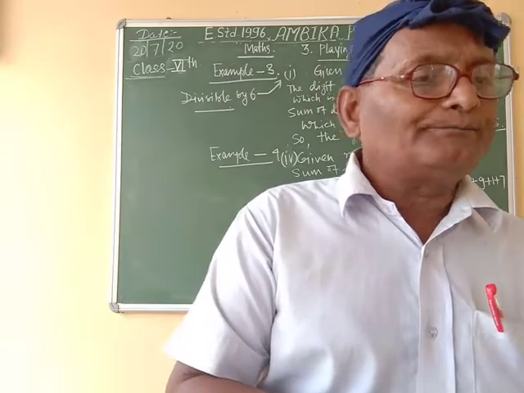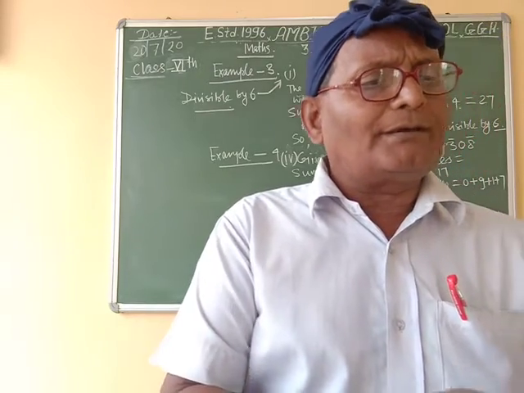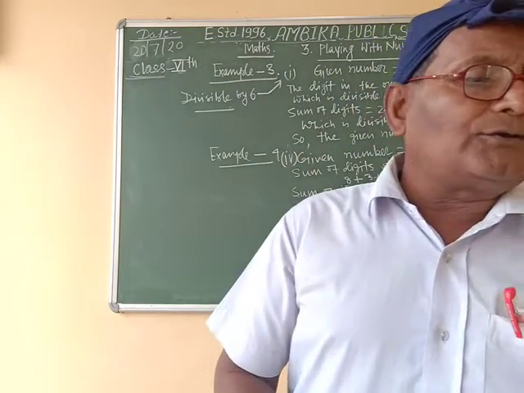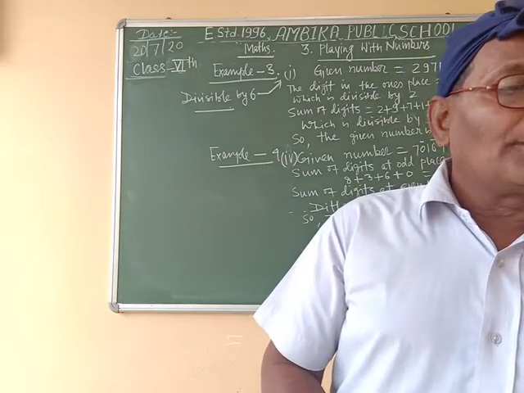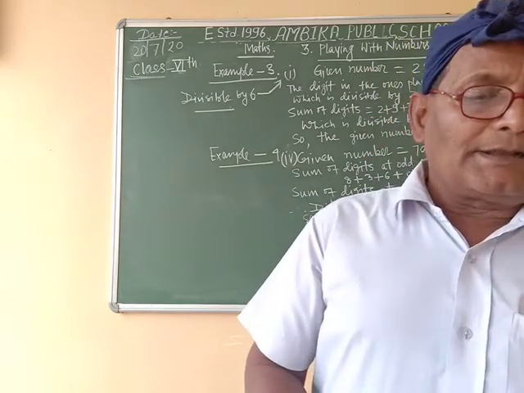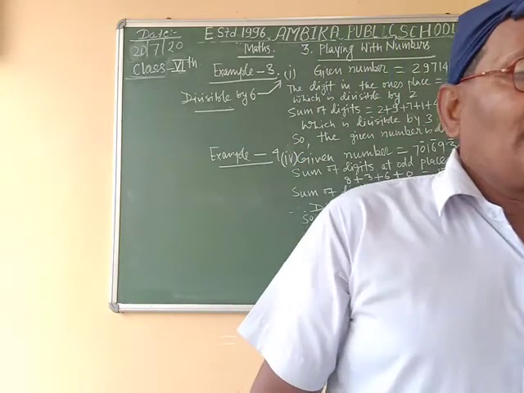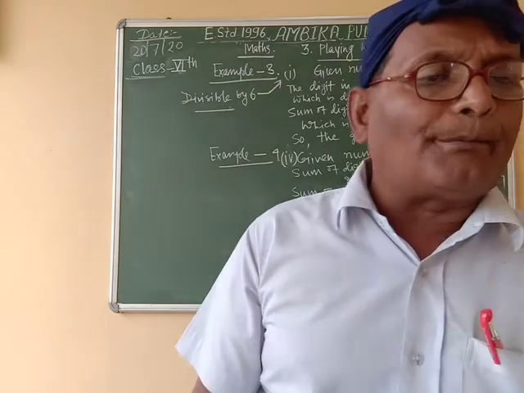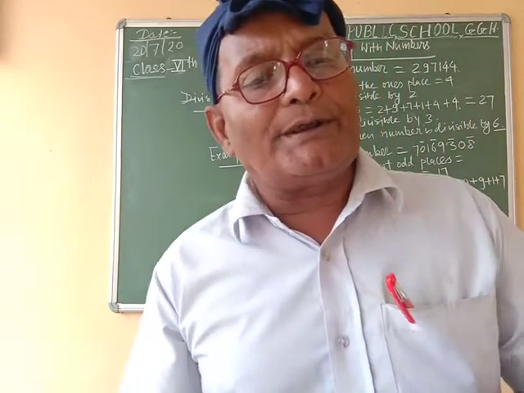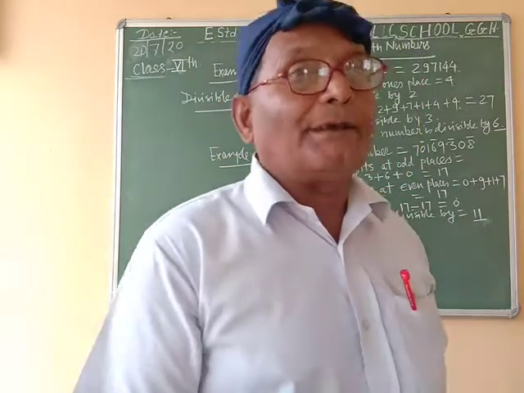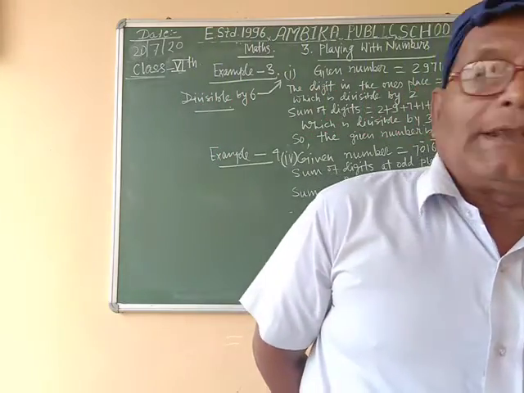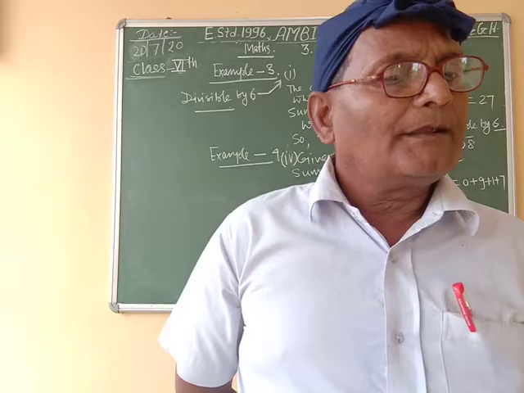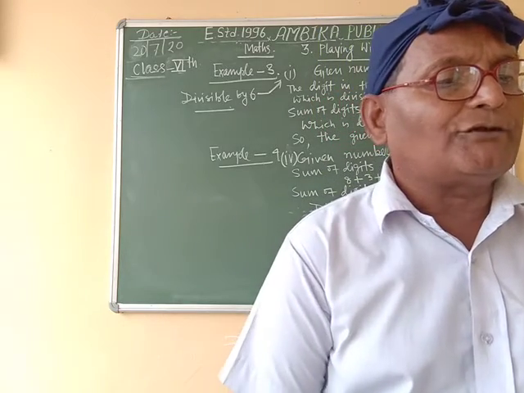In example 5, only one question of each example is going to be solved, and the rest of the questions are for you. In example 5, write the smallest digit and the largest digit in the blank space of each of the following numbers so that the number is divisible by 3. Here we are not given a complete number which is divisible by 3.